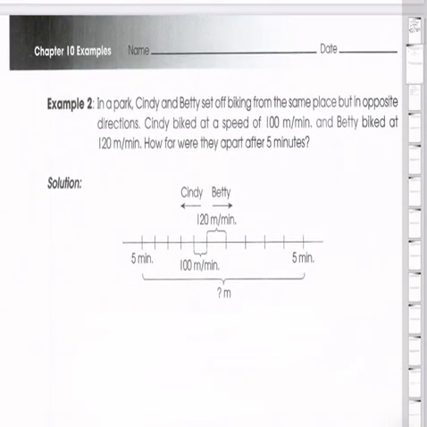In a park, Cindy and Betty set off biking from the same place but in opposite directions. Cindy biked at a speed of 100 meters per minute and Betty biked at 120 meters per minute. How far apart were they after 5 minutes? So once again, we have another diagram. This is the place of origin, and both people are going different directions.